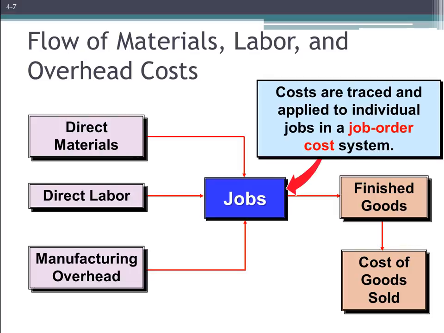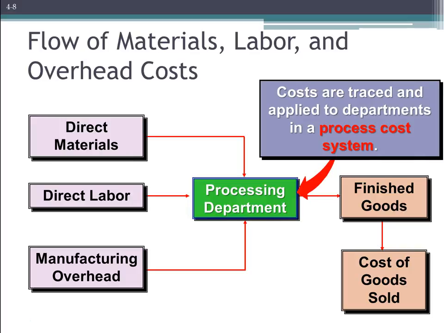For job order costing, again, this was Chapter 2 stuff. We did it on an individual job basis. We would accumulate or assign the direct materials, the direct labor costs, and then we would assign the manufacturing overhead. In a process cost system, however, we will assign and apply the direct labor cost, the direct materials cost, and manufacturing overhead cost to a department and then move it along the chain.